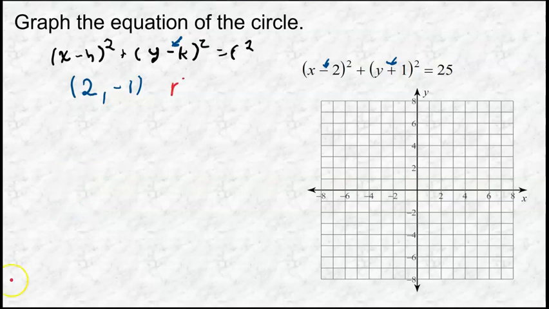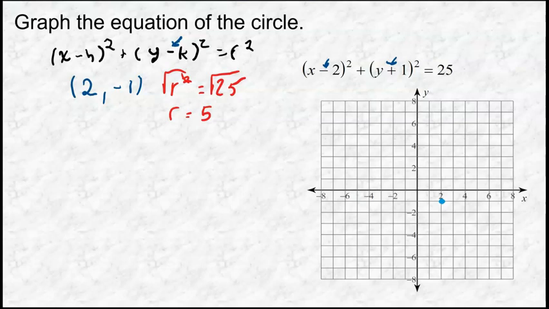R squared is 25. So what I have to do is square root both sides to get to the radius, which is 5. And now I can just graph it. I try to tell my students that there is no benefit in creating a work of art here. So I graphed the center of the circle at 2, -1.